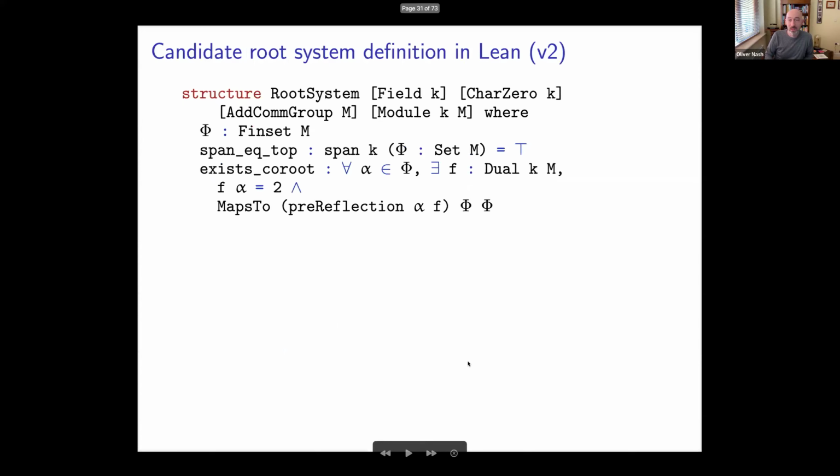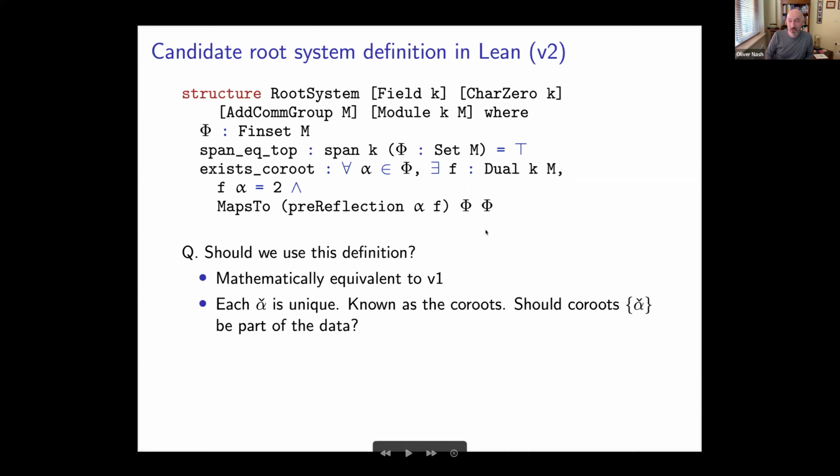Okay, so I'm going to repeat it again. This is the second attempt at having a definition of root systems. And so the question is, should I use this? It's mathematically equivalent to the first. So far this is not going to give us any different theory. But different questions come up. These co-roots, what the alpha checks are called, are actually uniquely determined. Maybe they should be part of the data. At the moment, we're just asserting that there exists an F that is alpha check in this context. We're just asserting that they exist, but maybe we should actually include them as part of the data since they're uniquely determined.